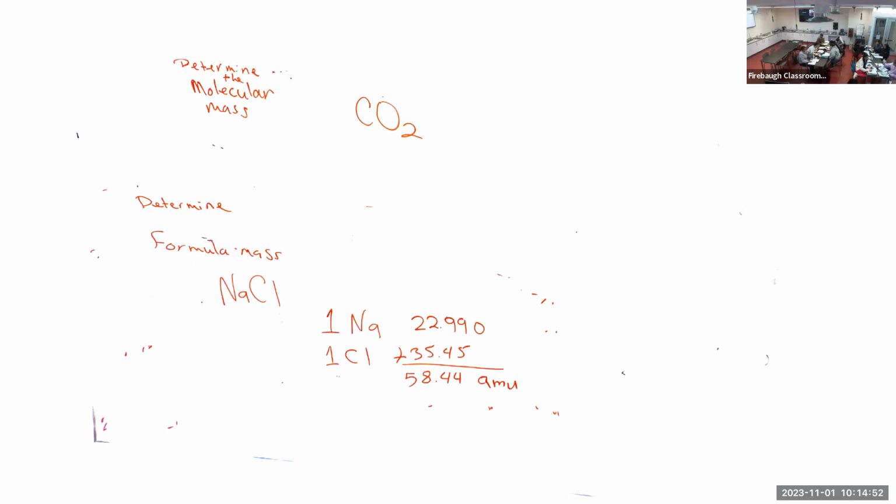Same thing. So how many carbons do I have? How many oxygens? So carbon weighs 12.01, and then oxygen 15.9, and how many do we have? Times 2.